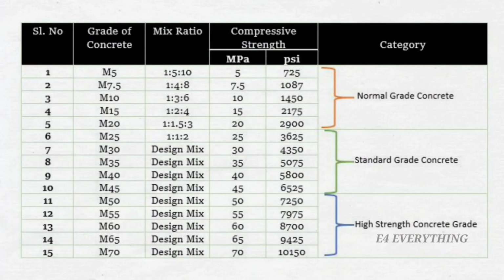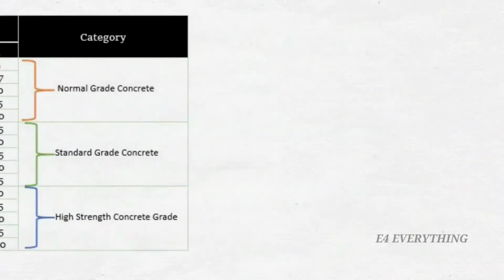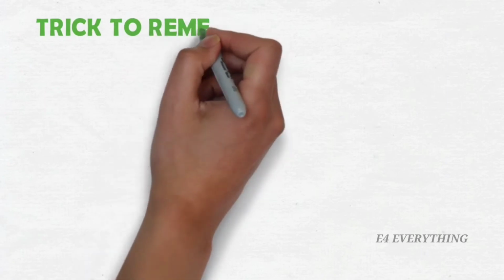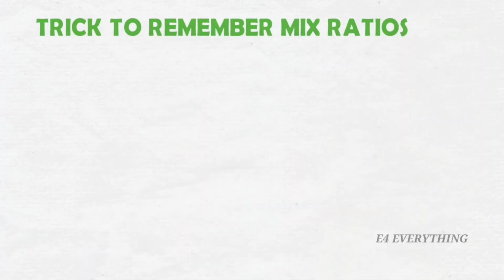This is a table showing different grades of concrete and their mix ratios. We can see that from the grade M5 to M20 it is considered as normal grade concrete. From M25 to M45 it is considered as standard grade concrete. And from M50 to M70 it is considered as high strength concrete. And the mix ratios are given, and the compressive strength in megapascal and PSI, which is pound-force per square inch, is given.